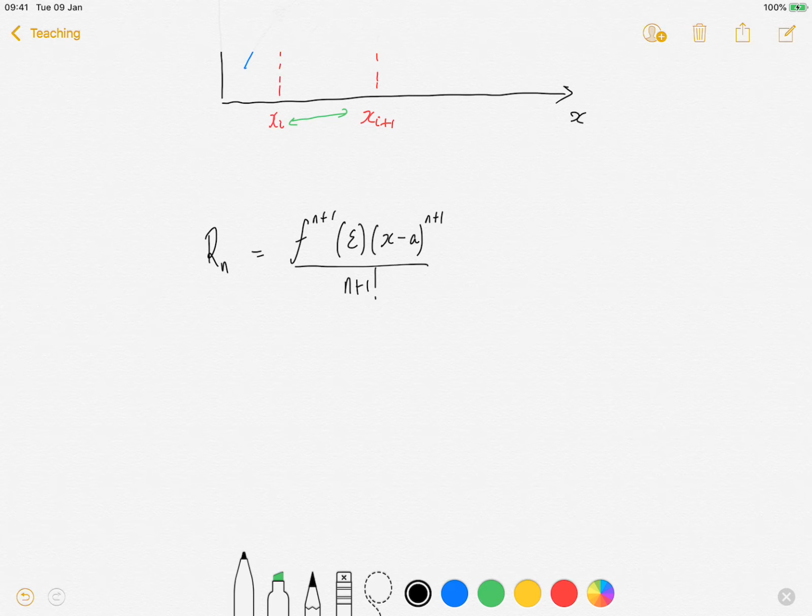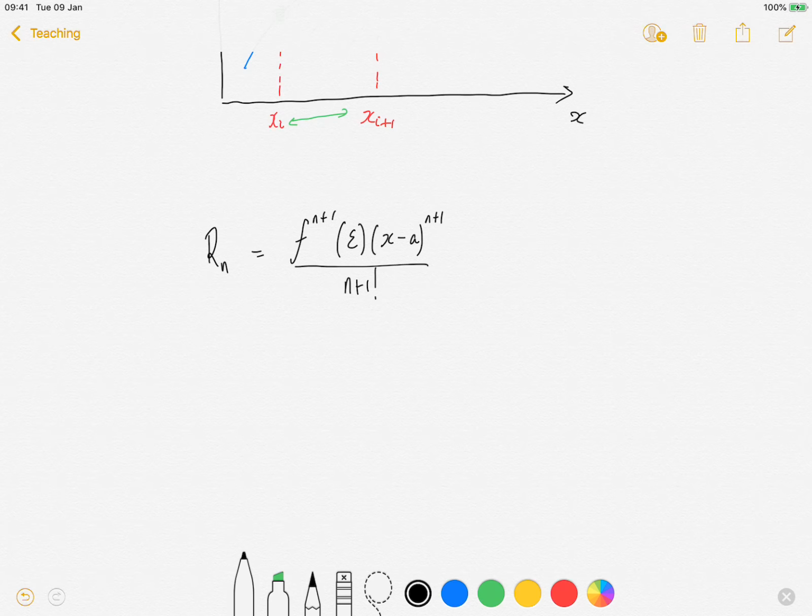Now we can define our accuracy based on our remainder term, but this remainder term has two drawbacks. The first is that our epsilon value is not known. In fact, it lies between the value of x at i and the value of x at i plus 1. But we don't really know its exact value. Secondly, in order to evaluate Rn, we need to know the n plus 1 derivative of our function. But what's the point of a Taylor series approximation if we know the derivative of our function? That would imply that we know the function and we don't actually need the Taylor series approximation.